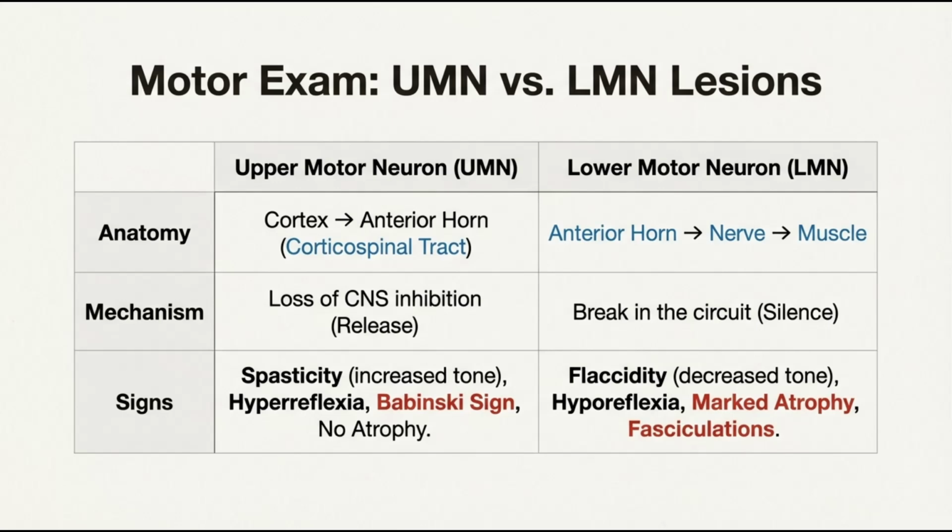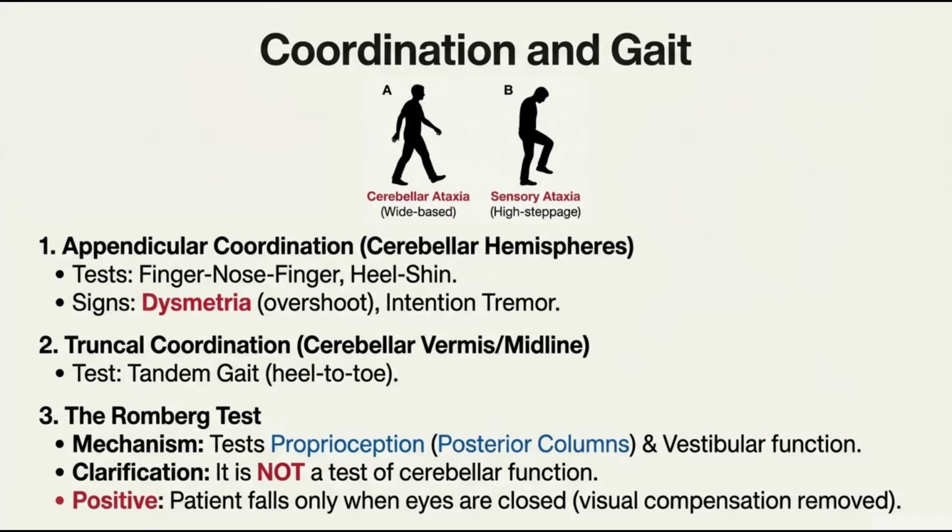All right, slide 8. Coordination and gait. We're looking at a picture of the cerebellar homunculus. Right, so if the motor system is the engine, the cerebellum is the quality control center. It doesn't start the movement, it corrects it on the fly. It's constantly comparing what you intended to do with what your body is actually doing, and it fixes the error in real time. And we test this with appendicular tests like finger to nose and truncal tests like gait.